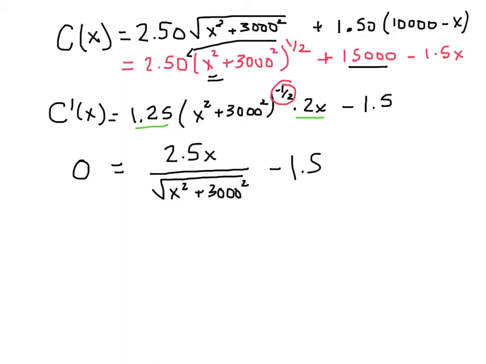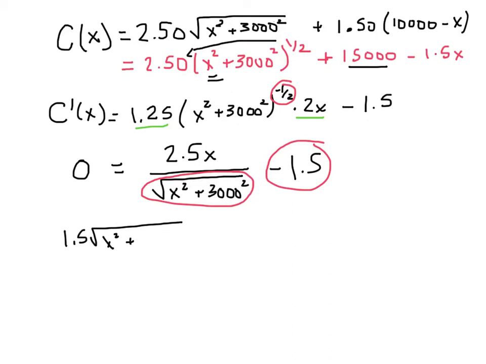We can add this 1.5 to the other side, and we can multiply by this square root, so that we end up with 1.5 square root of x squared plus 3,000 squared equals 2.5x. And because that radical's there, the only way we're going to be able to get anything done here is if we square both sides. And we have to be careful when we do that. When you square both sides, you get 2.25, because that's 1.5 squared, times x squared plus 3,000 squared equals 6.25x squared.